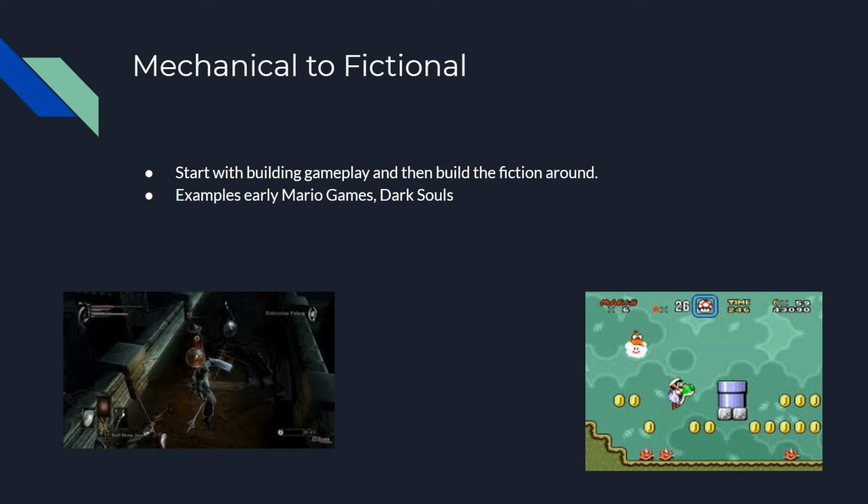And usually when people are designing a game, they either start off with a mechanical structure and then build a story around it, and so that's what I'm calling mechanical to fictional. Like Demon's Souls, Dark Souls, they start off with a core mechanical gameplay loop, and then they start to build the story around it.